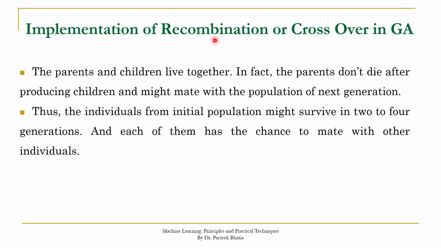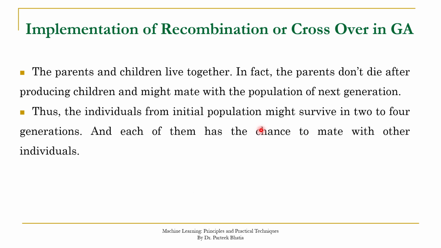In order to design this algorithm, it is important to understand that parents and children live together in a population. In fact, the parents don't die after producing children, and they might mate with the population of next generation. The point is that in a population, we have both parent and children. It is not like that parents just die after producing children. It means parent can survive for multiple generations. And normally, parents survive for 2 or 4 generations, and each of them has a chance to mate with other individuals.